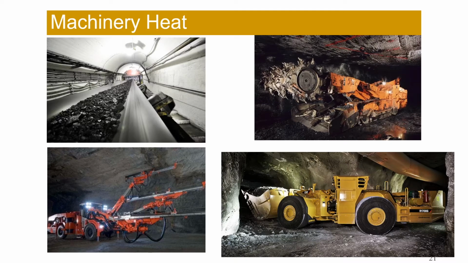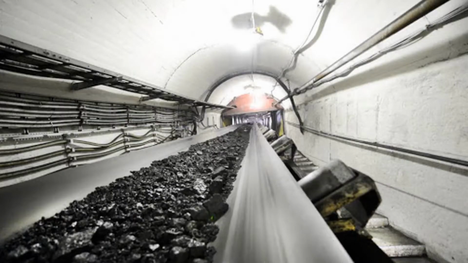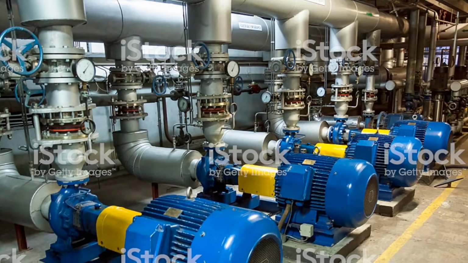The operation of all mechanized equipment results in one or both of two effects: work is done against gravity and heat is produced. A conveyor transporting material up an incline, a shaft hoist, and a pump are examples of equipment that work primarily against gravity.